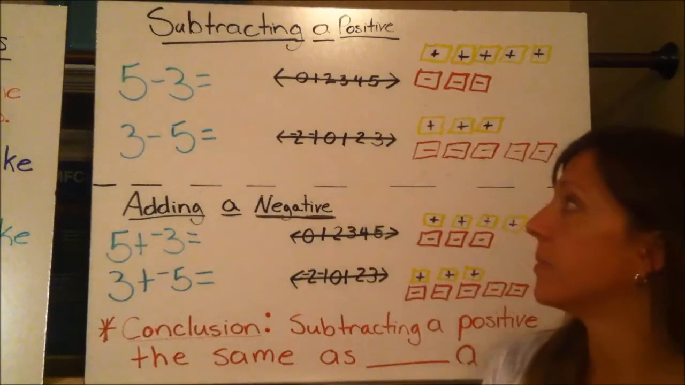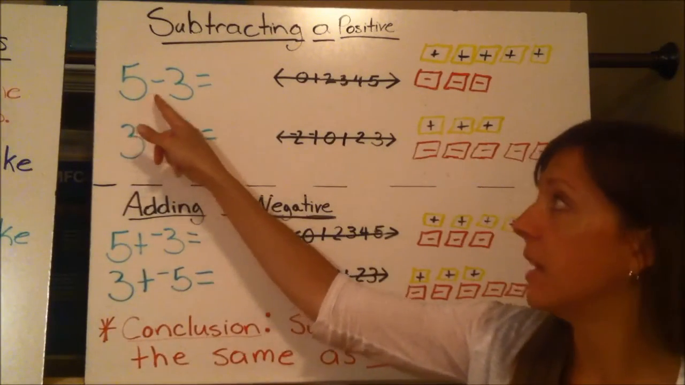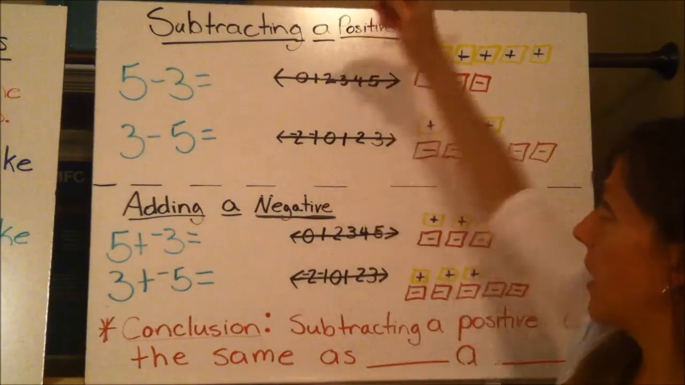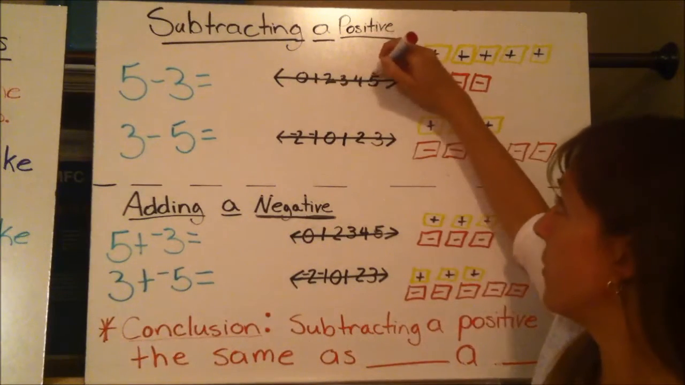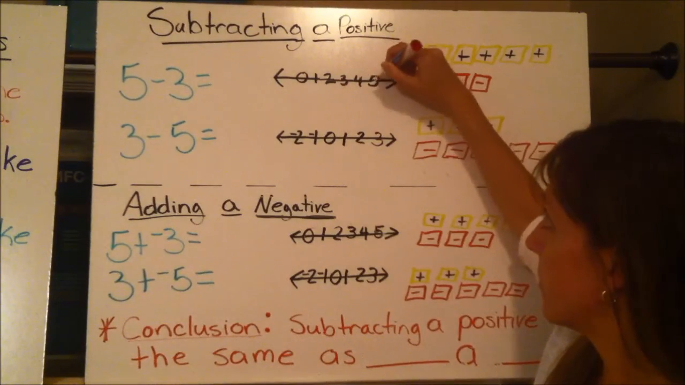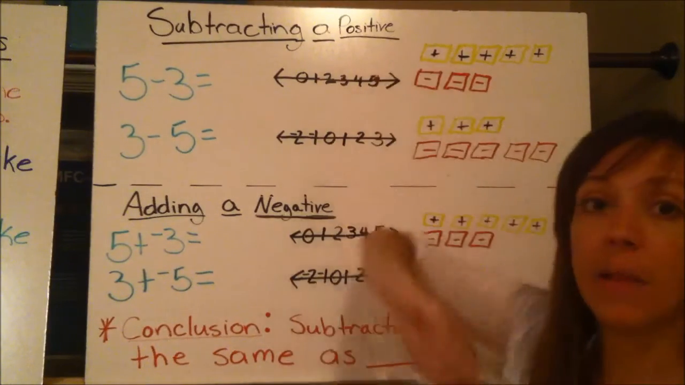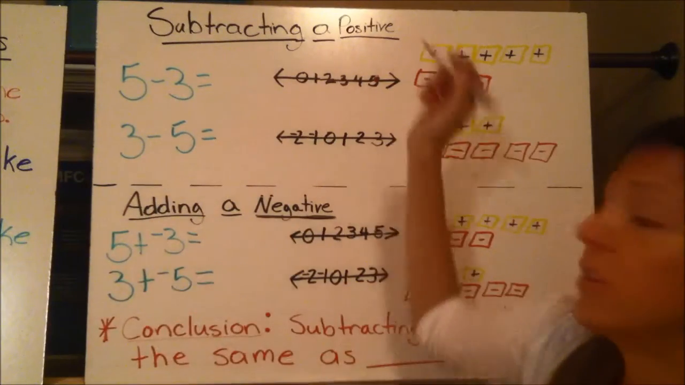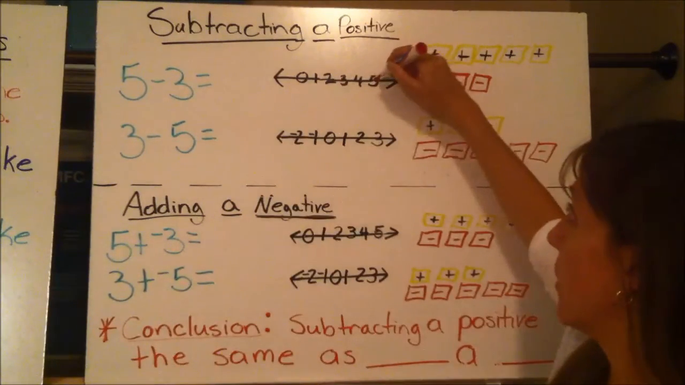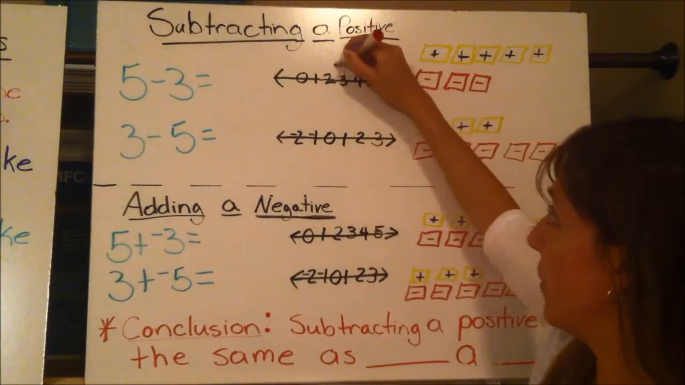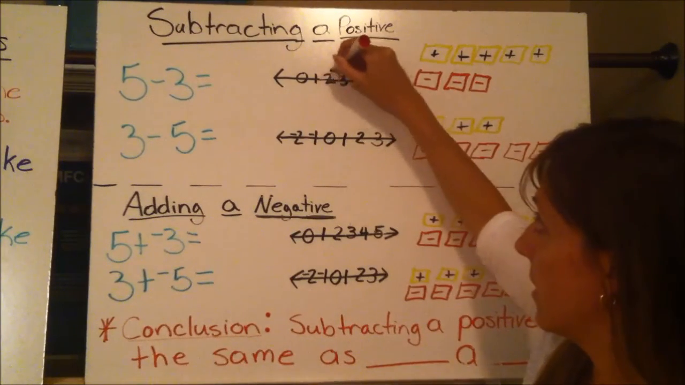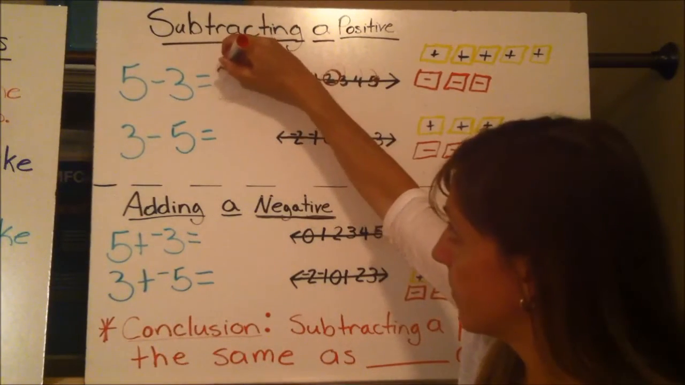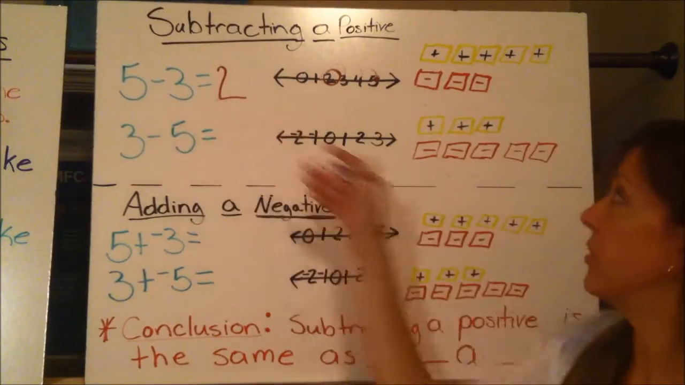Subtracting a positive. I have a positive 5 and I'm subtracting 3, which is also positive. I'm going to start on my number line and graph the 5. And I'm going to move 3 in a negative direction because I'm taking 3 away. So left is less. 1, 2, 3. Let's stop at 2. So 5 minus 3 is 2.